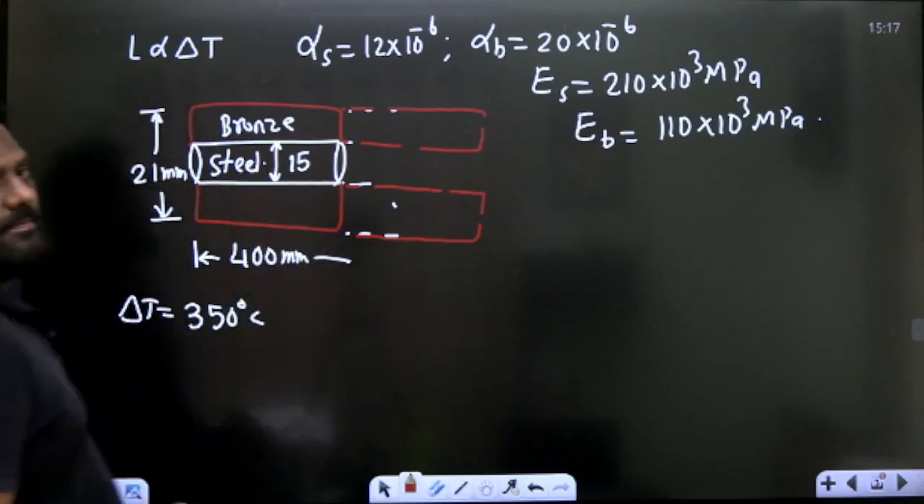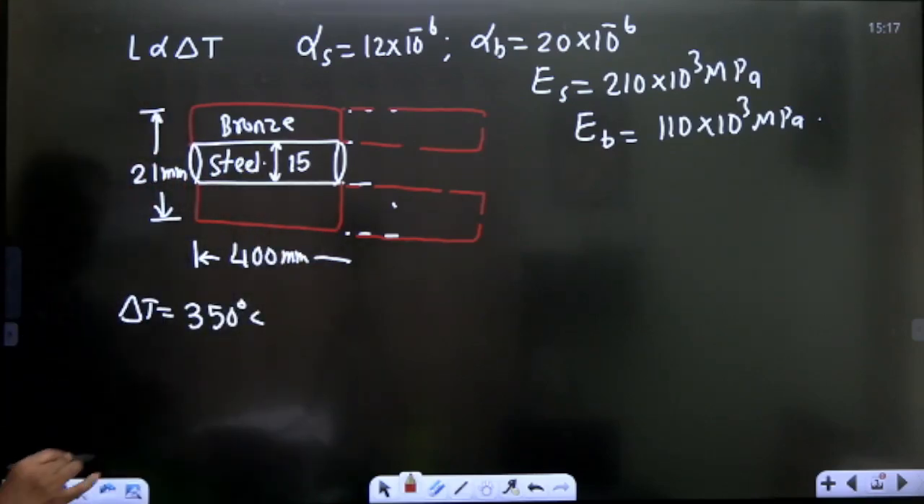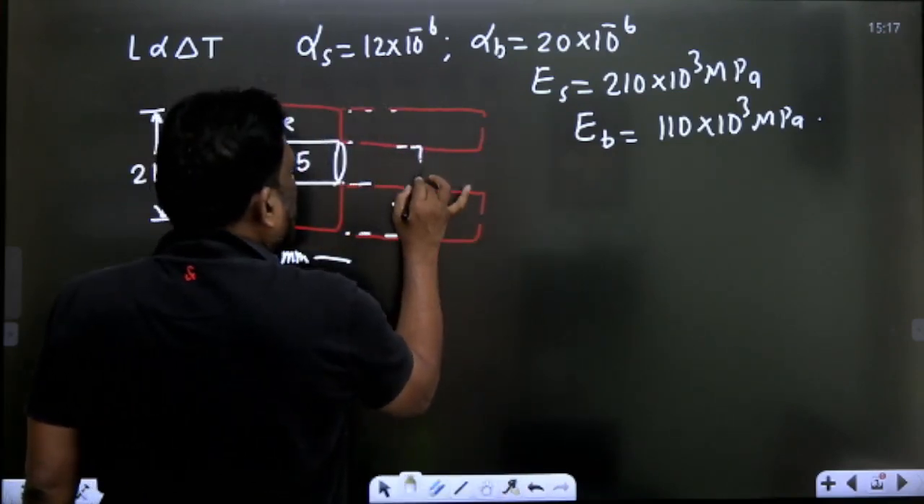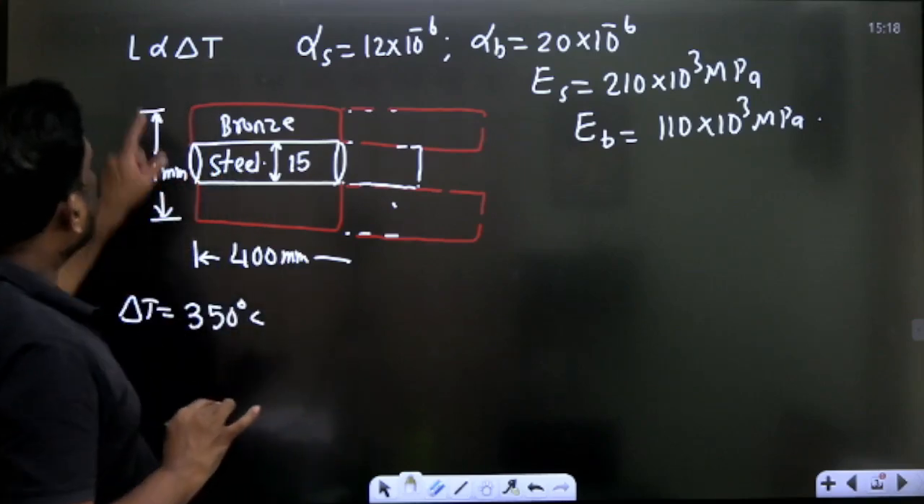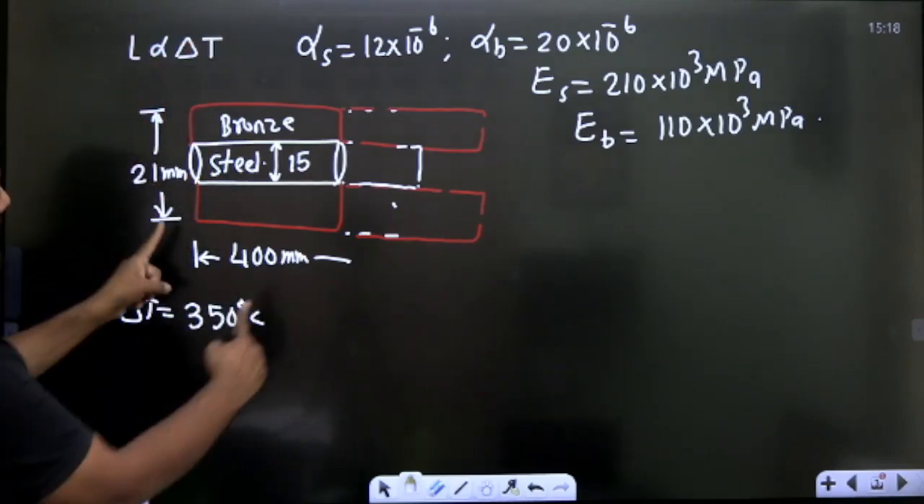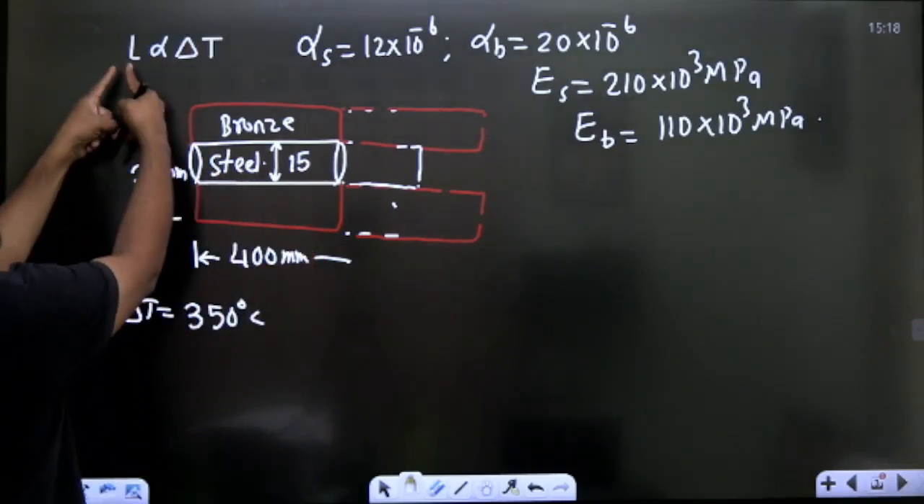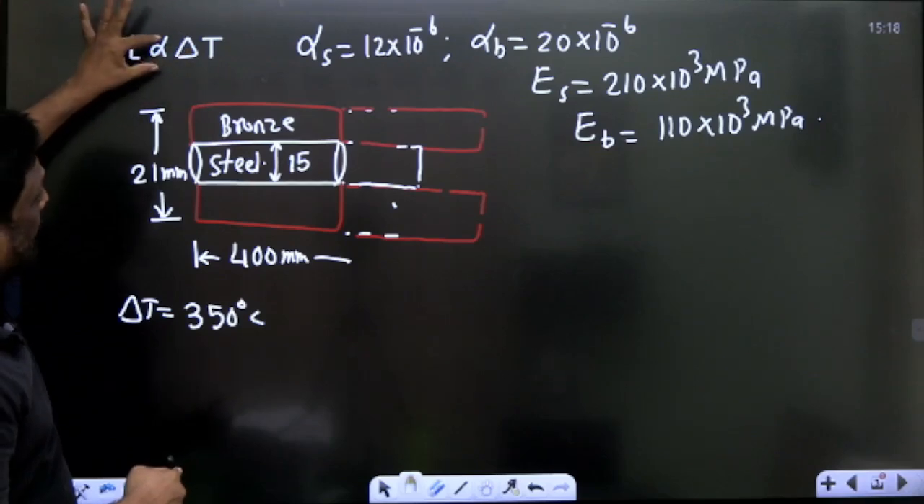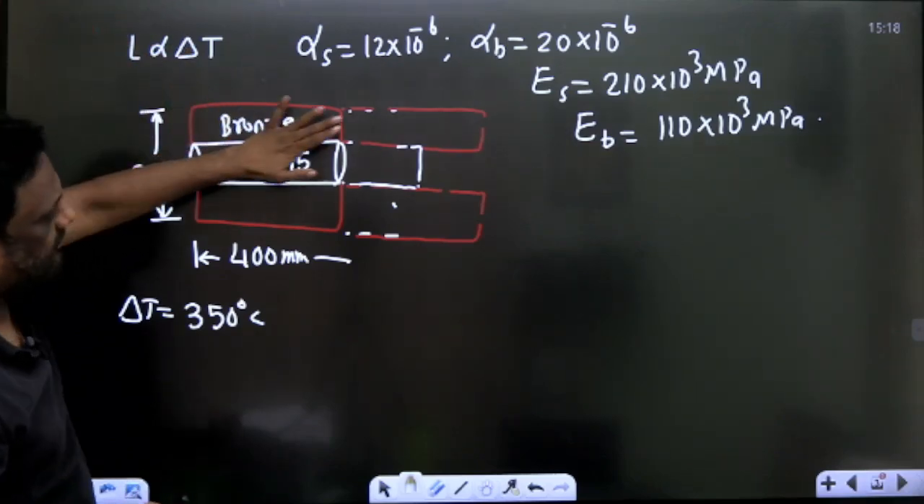This is the free expansion of bronze. And if you see the free expansion of steel, it will definitely be something like this, because L alpha delta T is the free expansion. The length of the composite section is the same, and it is heated to the same temperature difference. So alpha of bronze is more. Therefore, it will expand more.